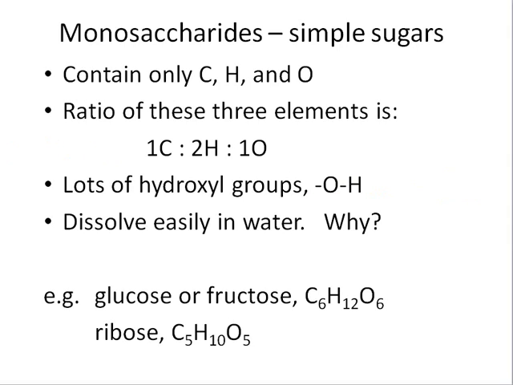Back to carbohydrates. Remember, all carbohydrates that we'll discuss contain only the elements carbon, hydrogen, and oxygen. In simple sugars, these three elements are present in a ratio of 1 carbon to 2 hydrogens to 1 oxygen. For example, glucose, a very common simple sugar, has 6 carbons, 12 hydrogens, and 6 oxygens. Another characteristic to look for in monosaccharides is lots of hydroxyl groups. Why do these simple sugars dissolve readily in water? I'll ask you that question again in class. You've been warned.